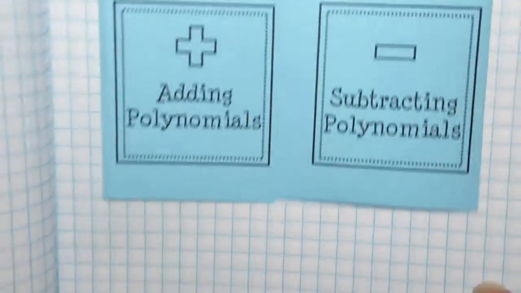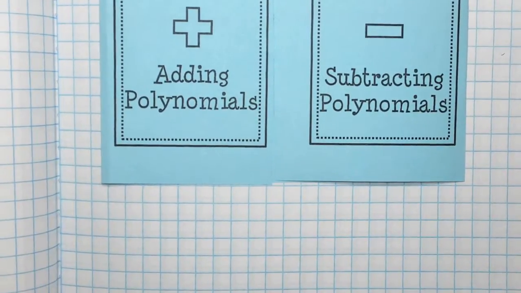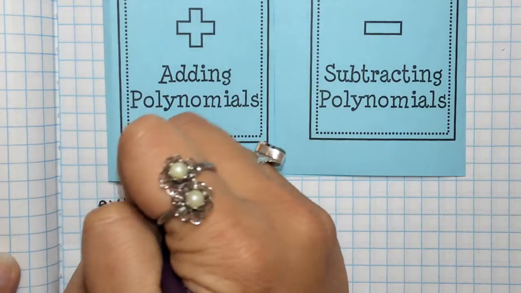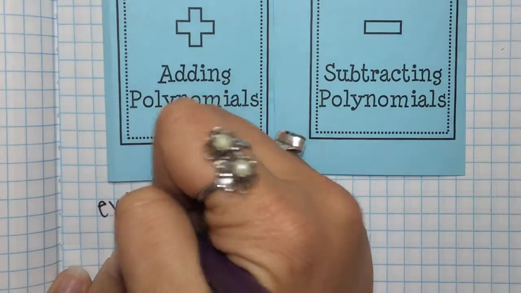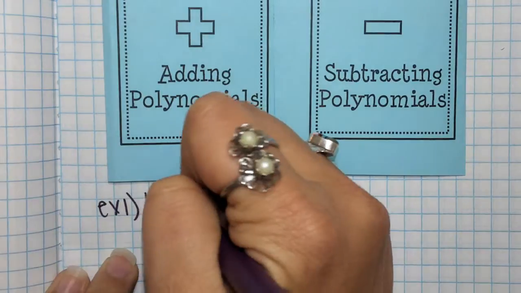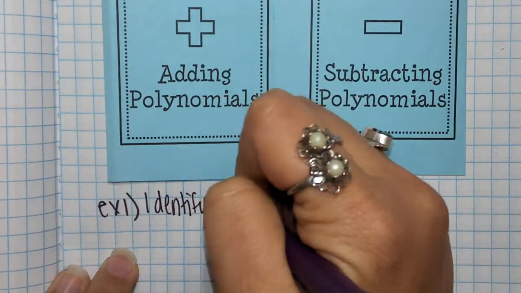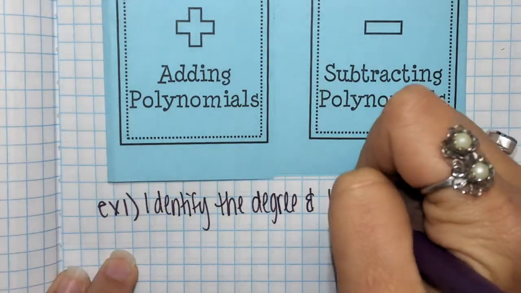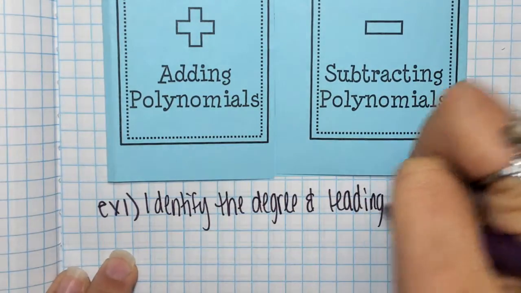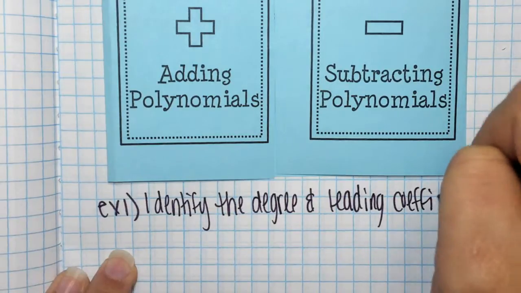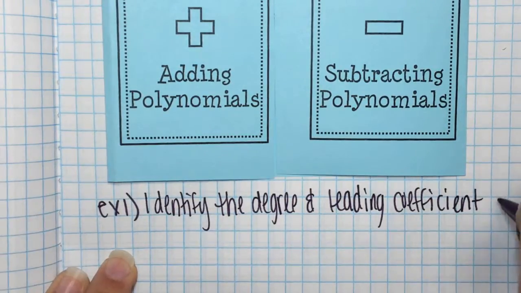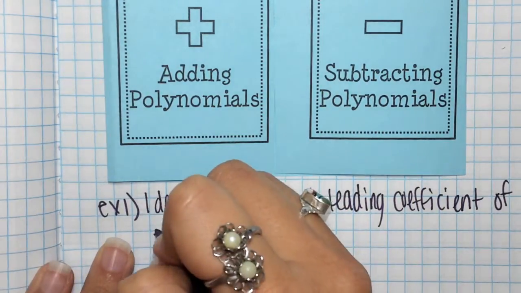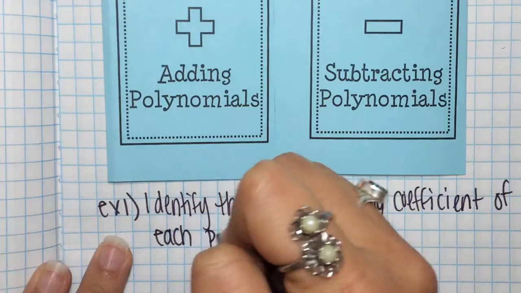Okay, so what we're going to do now is we're going to write an example below our foldable, and we're going to call it example 1. And the directions are going to say, identify the degree and leading coefficient of each polynomial.